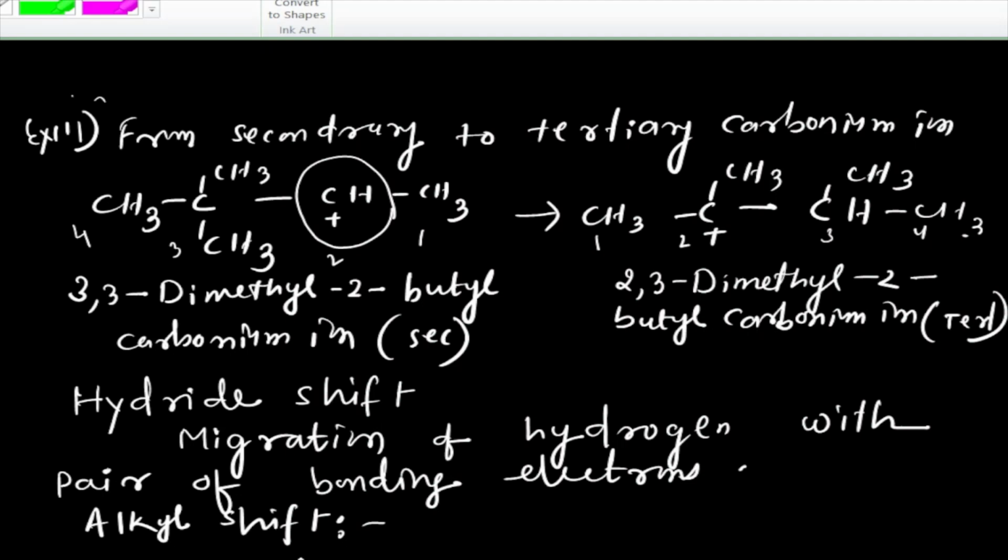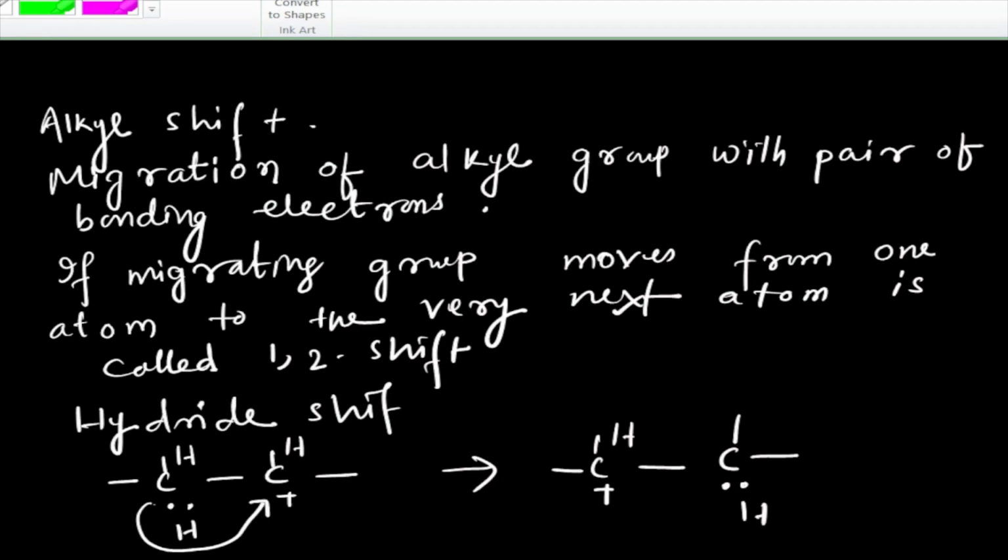Similarly, alkyl shift. Alkyl shift means which alkyl? Alkyl group. The alkyl group is also shifting with its pair of bonding electrons to the other carbon atom. That means there are two types of shift. One is hydrogen shift, you can say hydride shift, and another is alkyl shift. If the migrating group moves from one atom to the very next atom, it is called 1-2 shift.